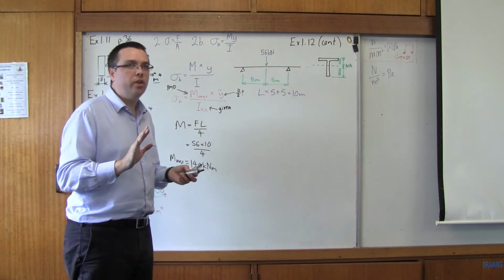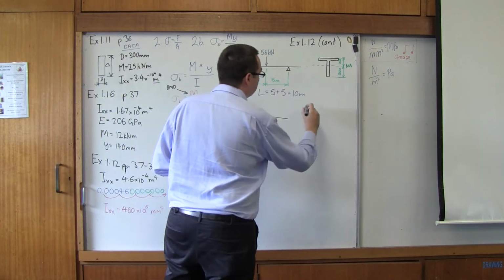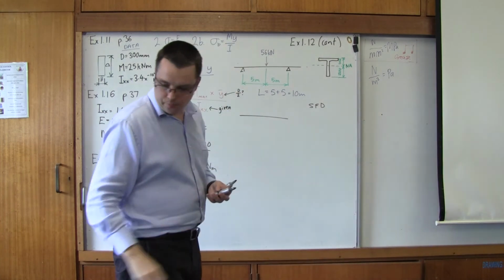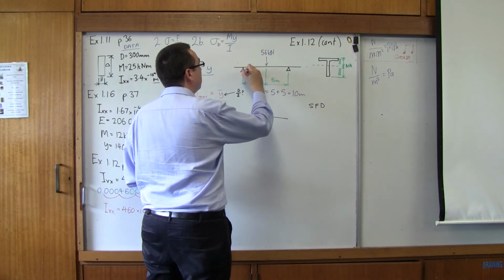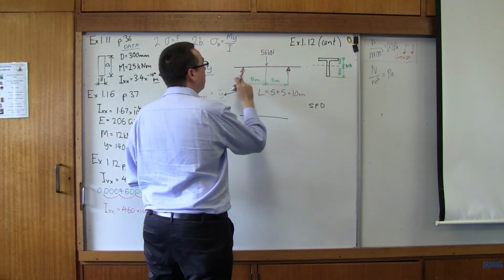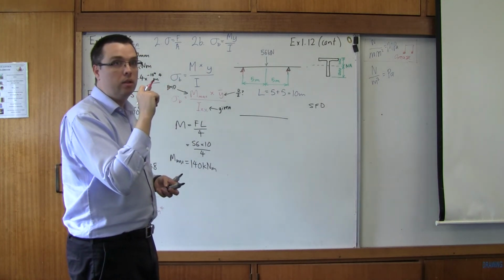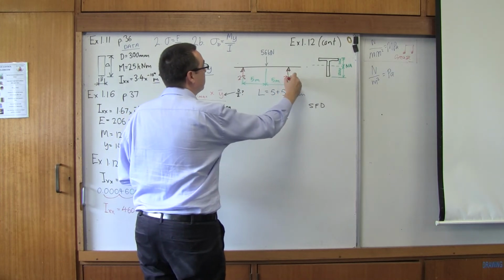Now, we're going to prove that by drawing the diagrams. So we're going to draw the shear force diagram. What are our reactions? Now I need to write it down. If it's 56, what are our two reactions? 28? Yep, sounds great. 28 upwards, on both sides, because it's symmetrical.